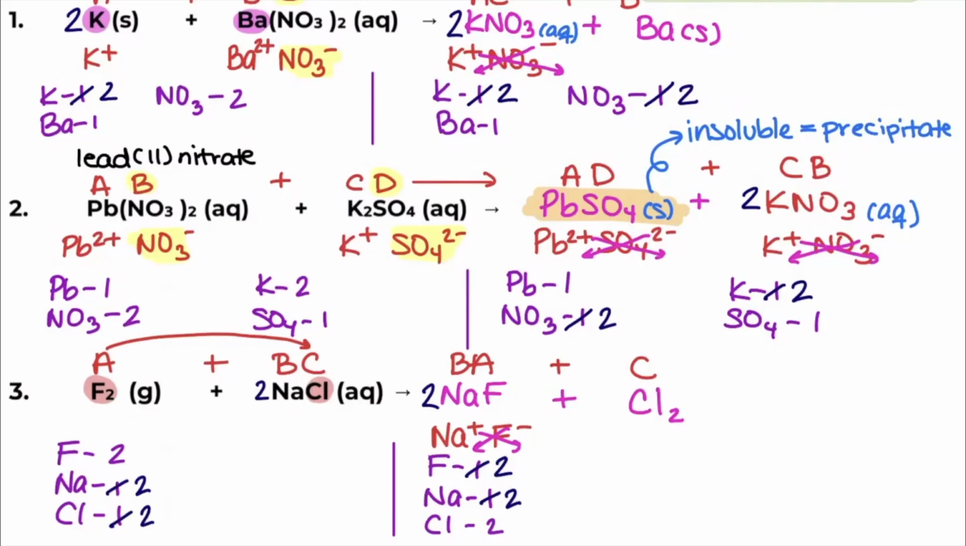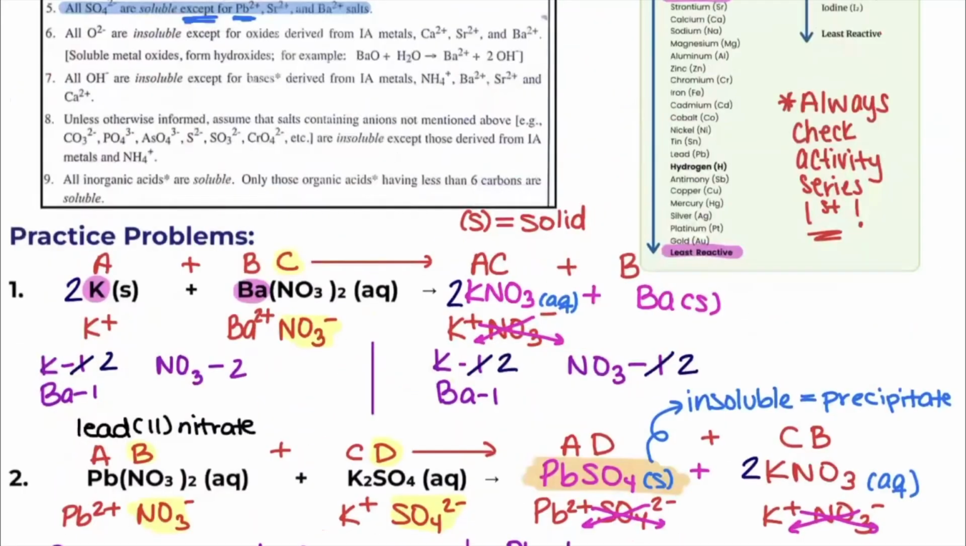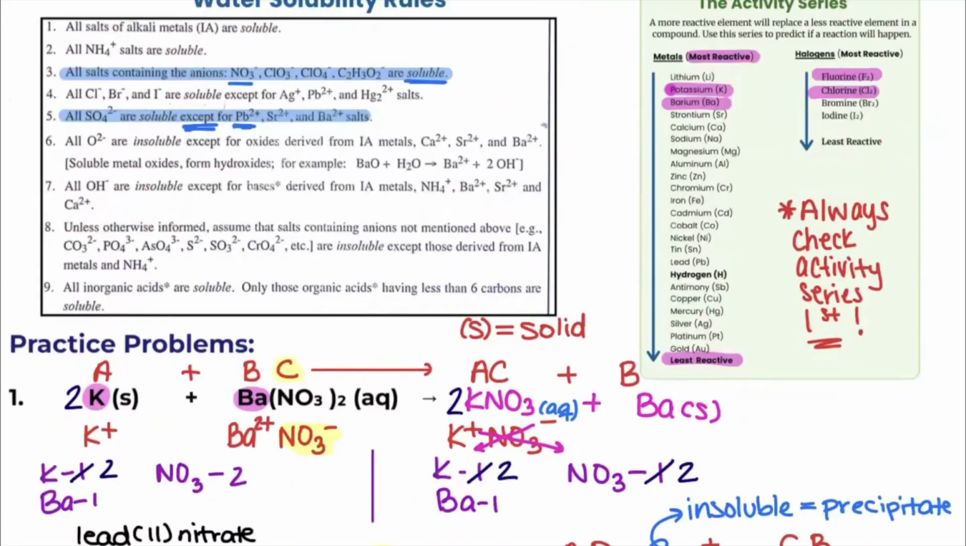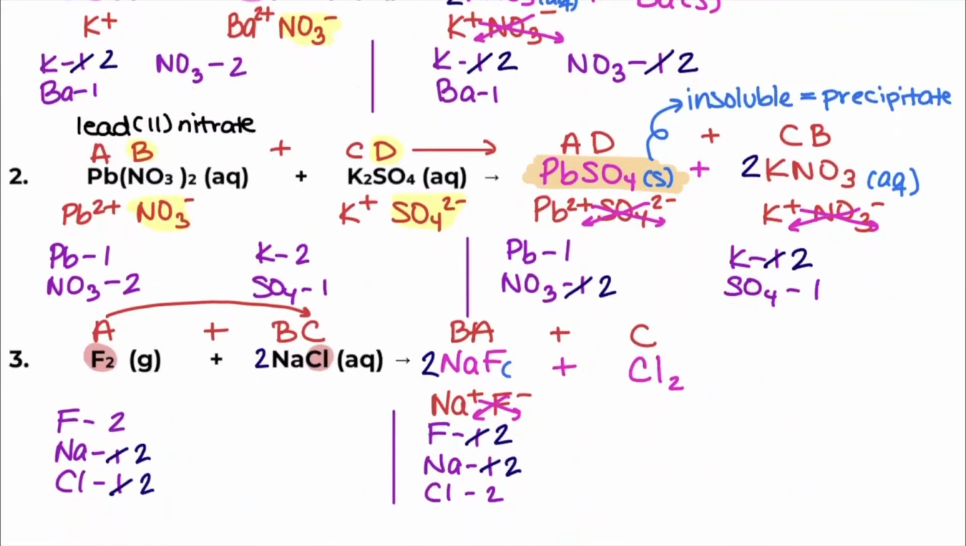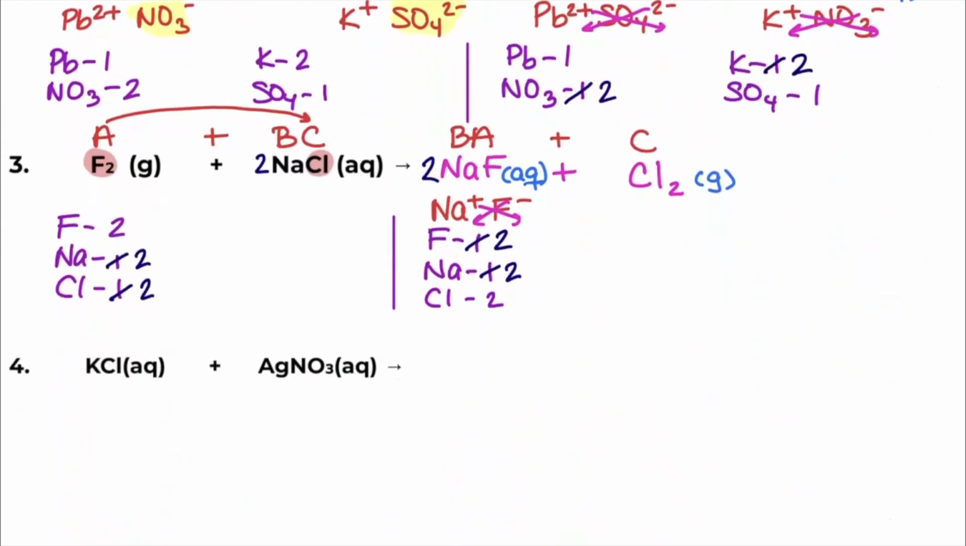The last thing we do is check our solubility rules. According to rule number 1, all salts of alkali metals, so those in group 1A of the periodic table, like sodium, are soluble. So we write aqueous. And similar to fluorine, chlorine also likes to exist as a gas. Okay, guys, let's go ahead and try the last one.